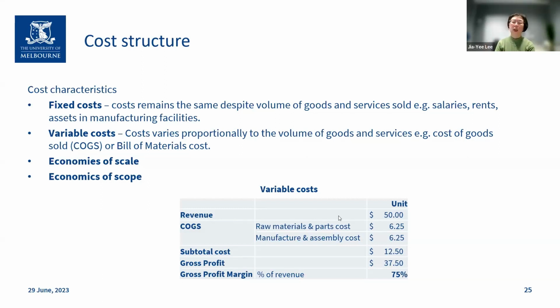So I'll just very simplistically give you an example. If you have a device that costs $50, your raw materials cost and the cost to assemble and manufacture are $12.50. That's your subtotal cost is $12.50. Your gross profit is $37.50. So we talk about what is your gross profit margin, 75%. So what I'm going to do here is introduce you to some of the financial language that's being used. And often it's important to include these types of modeling in your pitch to investors.